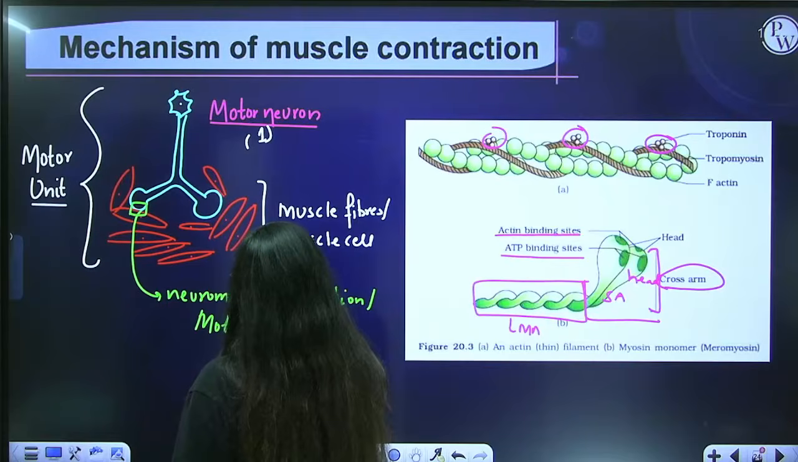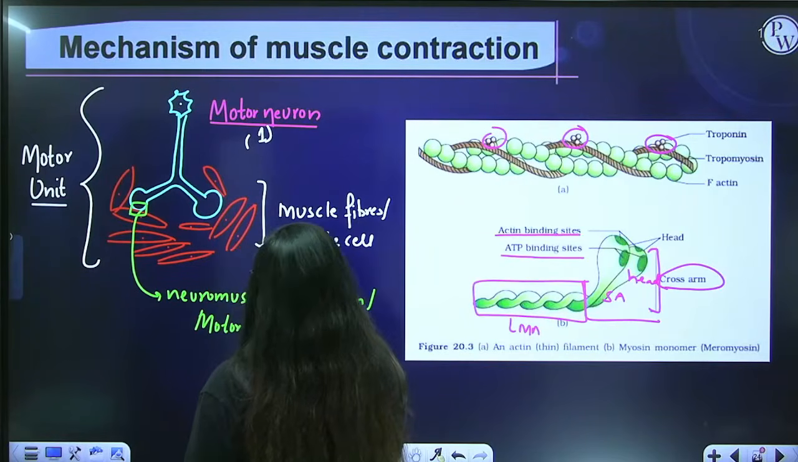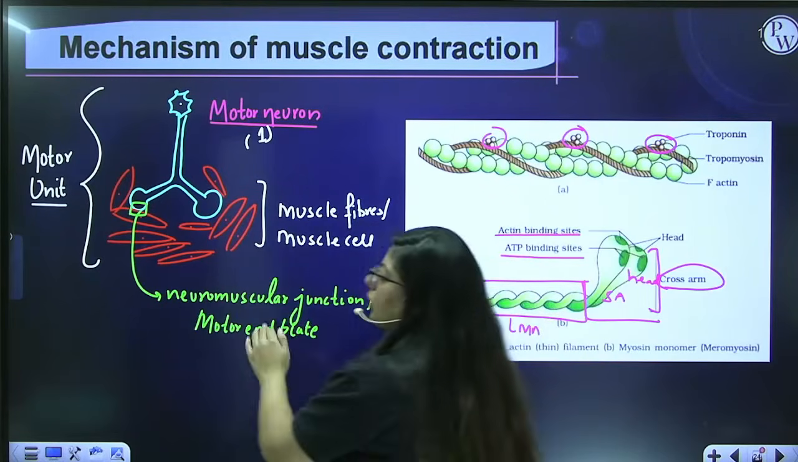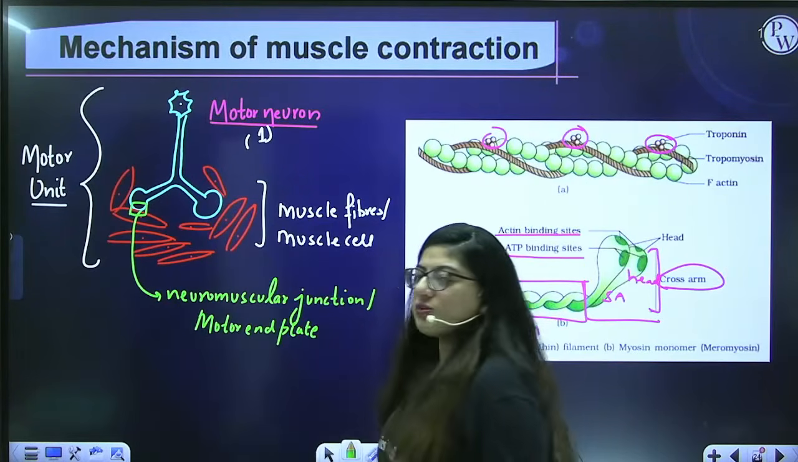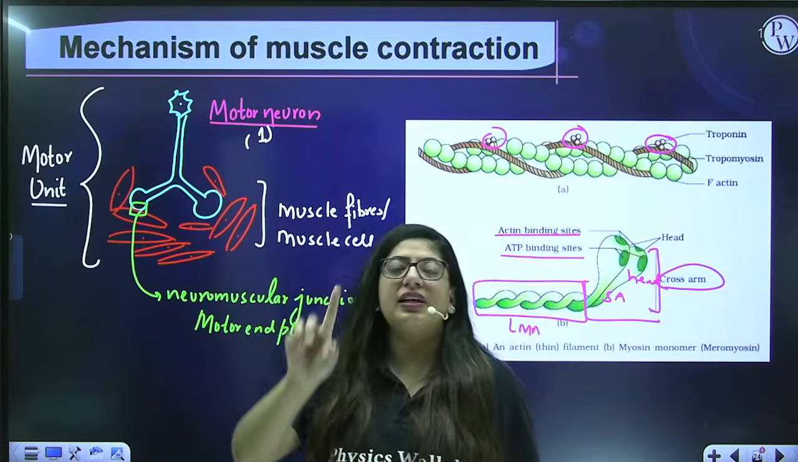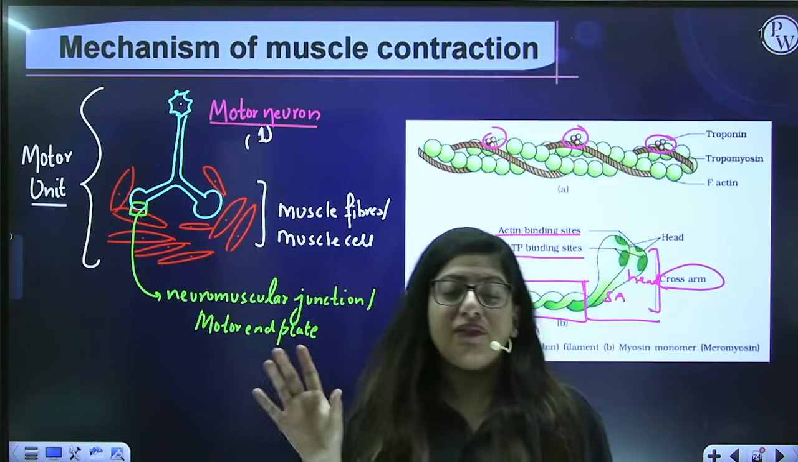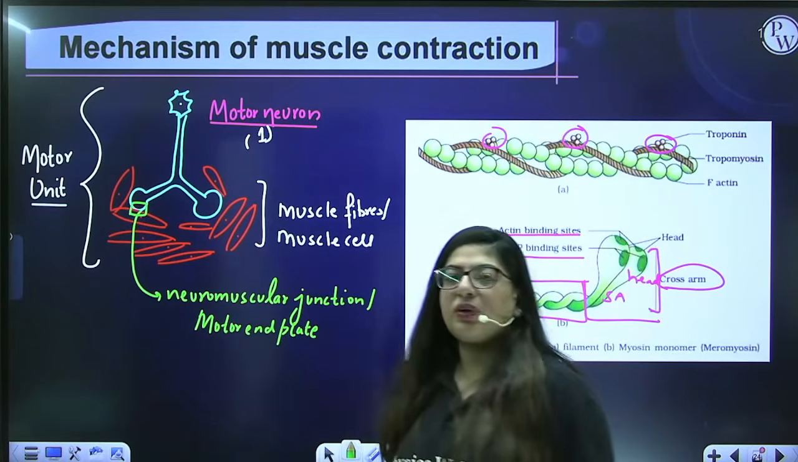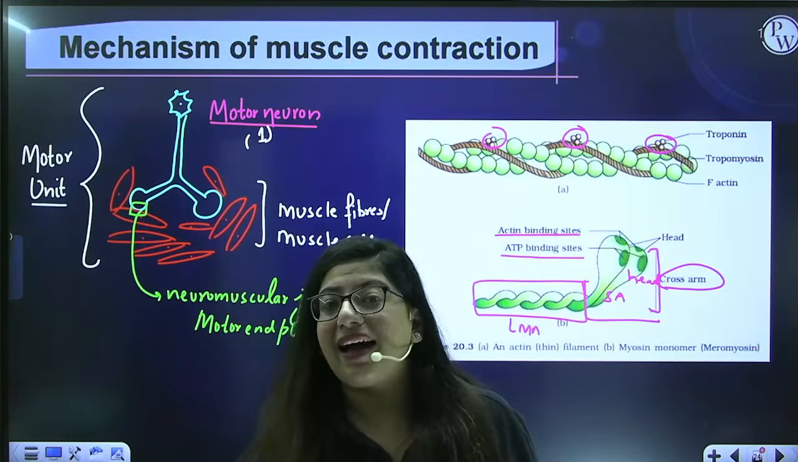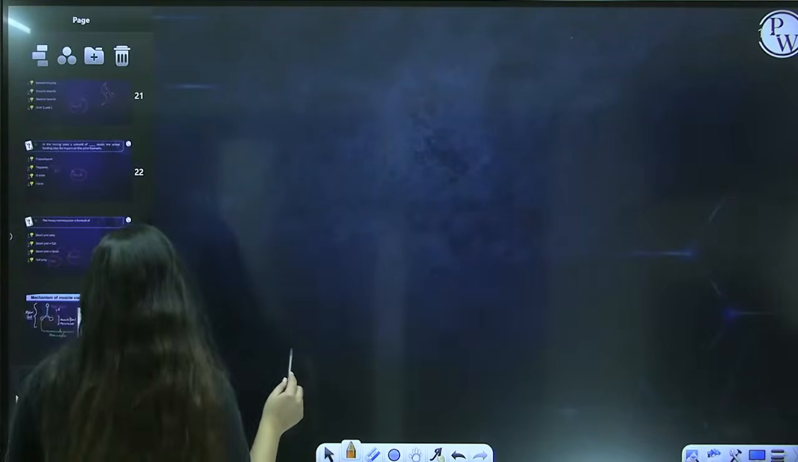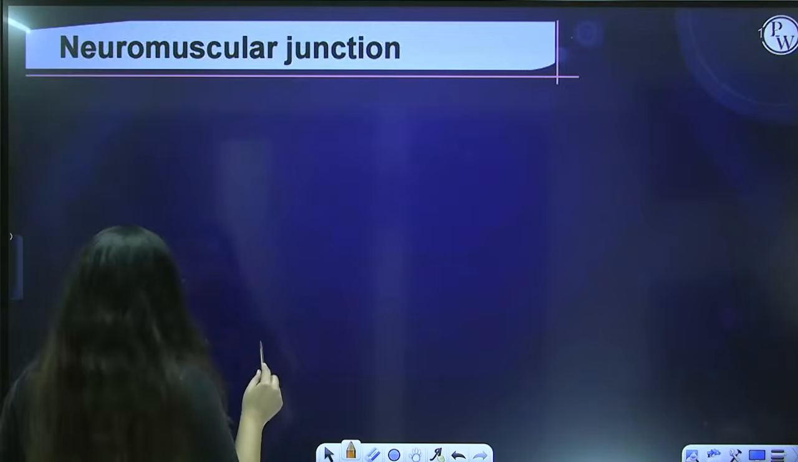What's the difference between motor end plate, neuromuscular junction and motor unit? These two are same. Okay. The difference between neuromuscular junction and motor unit is in this entire structure where one motor neuron is innervating number of muscle fibers. Whereas the point where muscle and neurons are joining to each other, you call it as neuromuscular junction. Let's draw a neuromuscular junction, guys. Okay. Let's draw a neuromuscular junction.